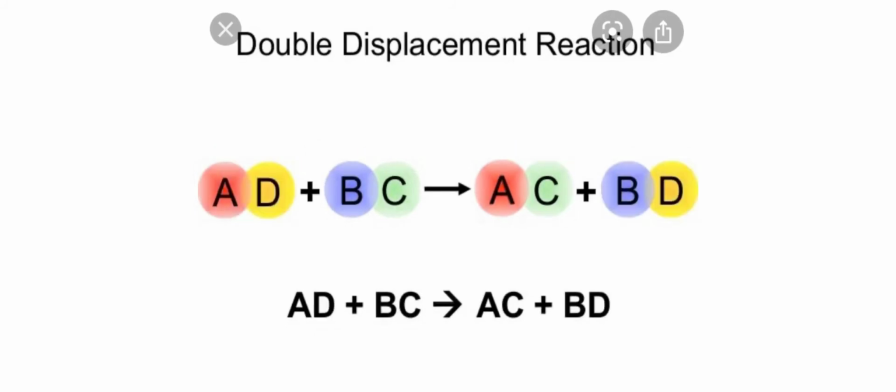Next is the double displacement reaction. Here two displacements will take place in a particular reaction. That is, the compounds will exchange their ions and new compounds are formed. AD plus BC will give AC plus BD. Here D will be displaced from A to B and C will be displaced from B to A. So two displacements are taking place. Therefore, it is known as a double displacement reaction.